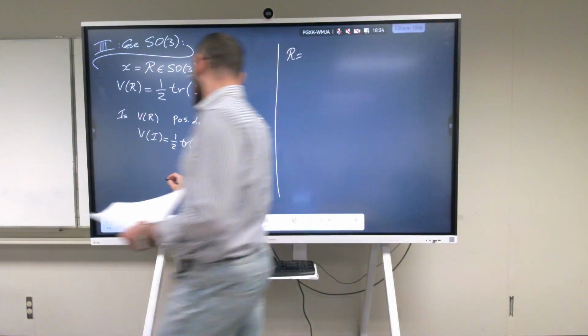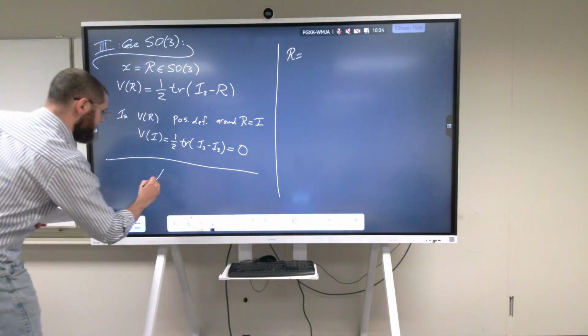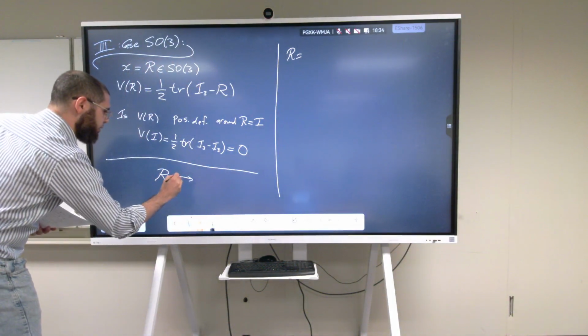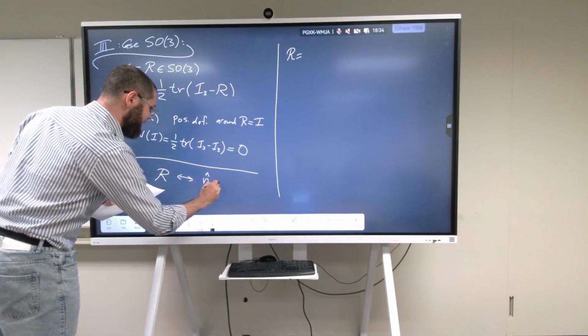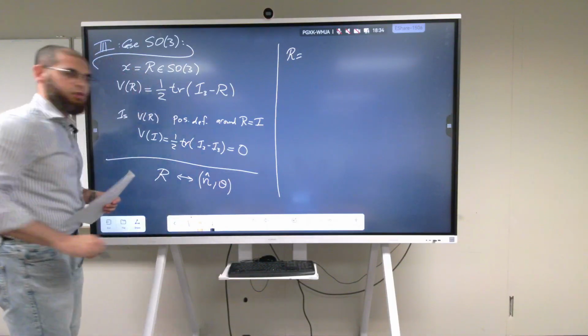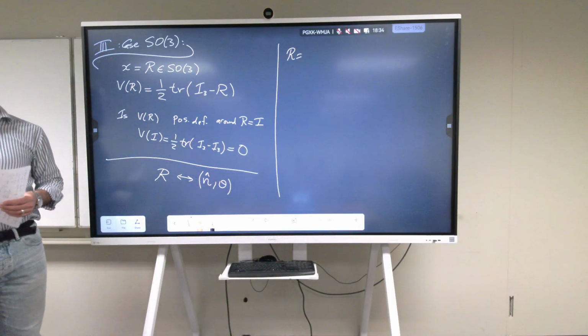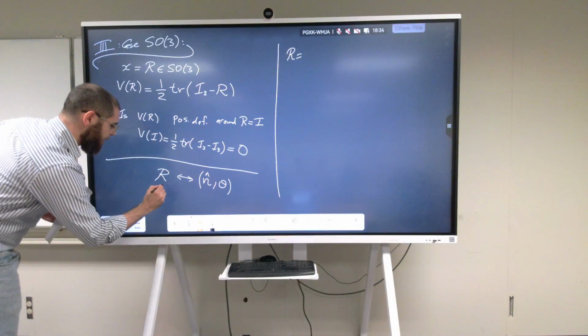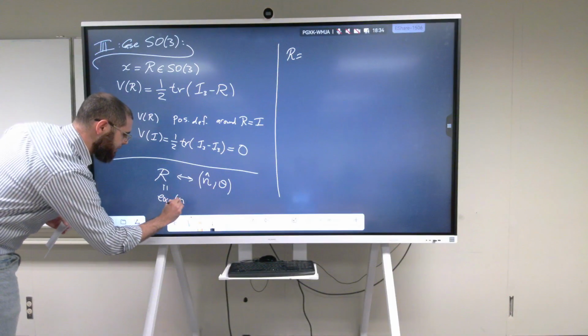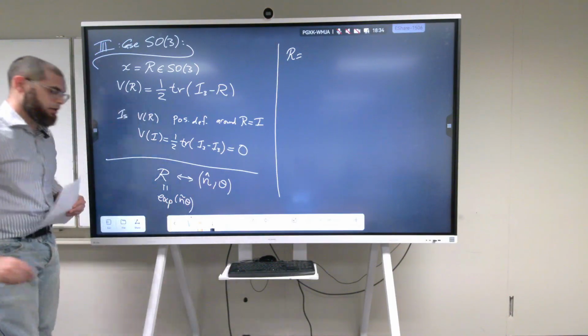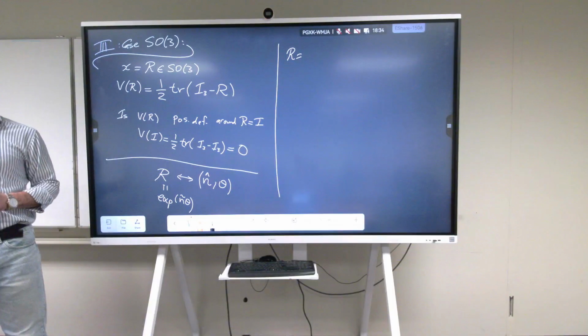And you remember when, if you are given any R, I can go back and forth to some n hat and some theta, which we call the exponential coordinates of it. And it was actually given by R equal to the exponential of n tilde multiplied by theta, the exponential map of SO3.